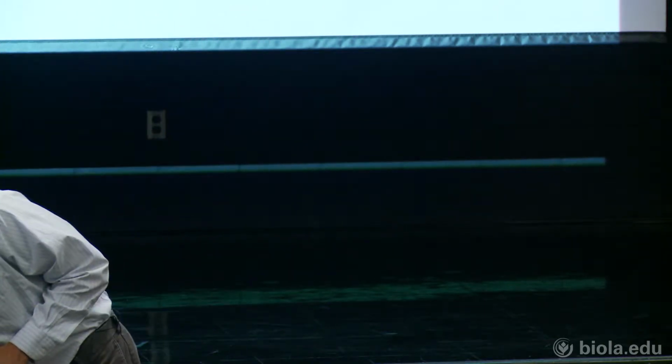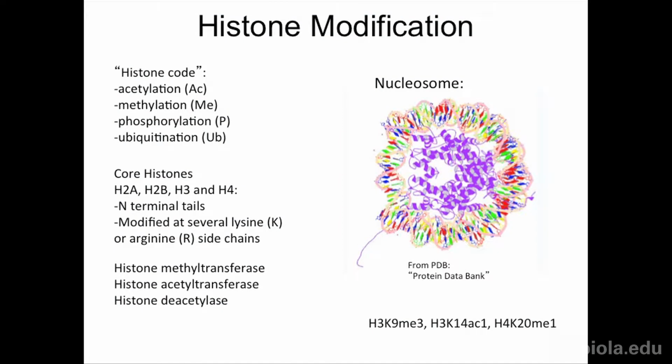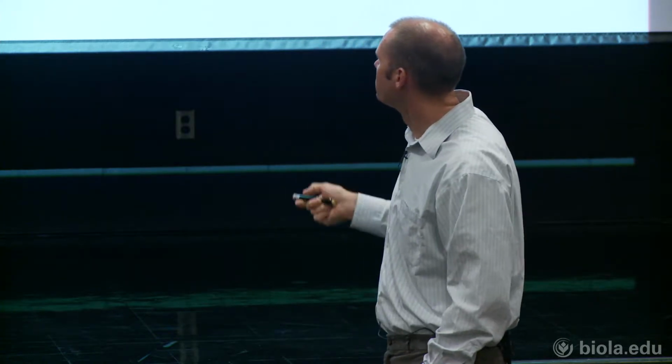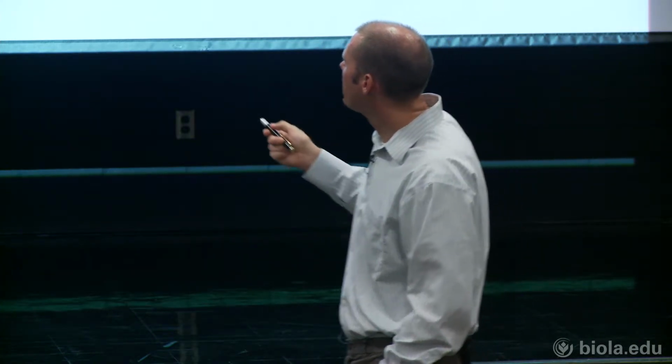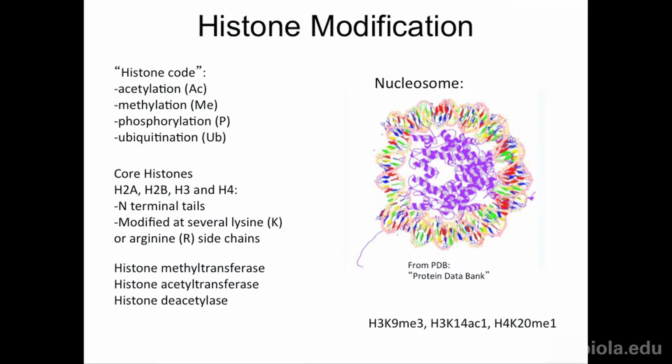You can do it by putting acetyl groups on it. This is acetylation. There are enzymes called acetylases, and they come in and can add or remove acetyl groups from the lysine or arginine side groups. You could methylate, you can put methyl groups on that. Methyltransferases are the enzymes that do this. They stick methyl groups on or remove methyl groups.